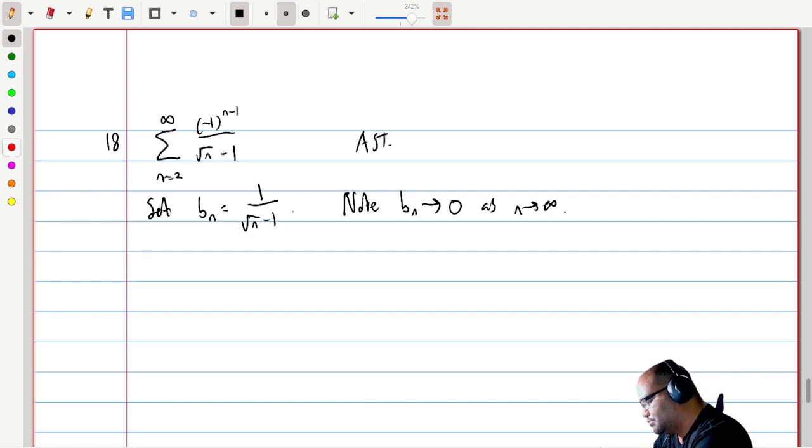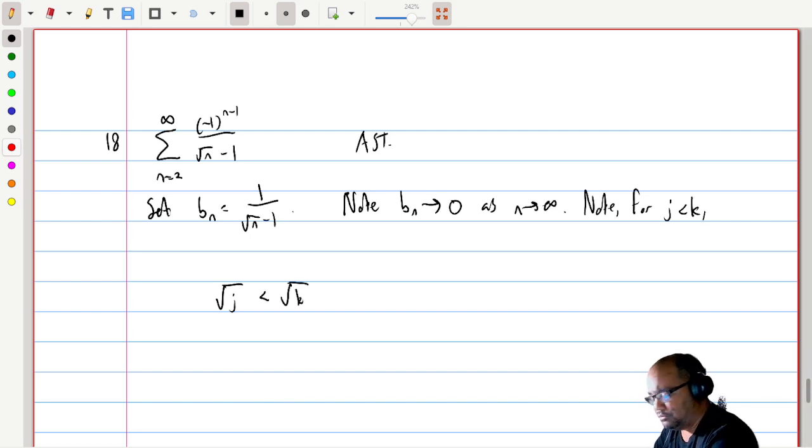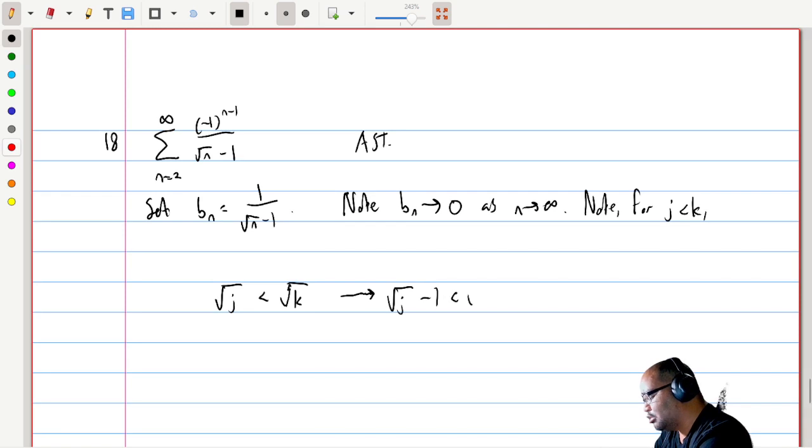Okay. Now we gotta check decreasing. And that's probably gonna be a bit hard to do. You can use derivatives, but I'll show how to do it with inequalities. So if I have j less than k, we'll agree that the square root of j is less than the square root of k because square root is an increasing function. And then I can subtract 1 and the inequality still holds. So subtract 1 across, I still have the inequality.